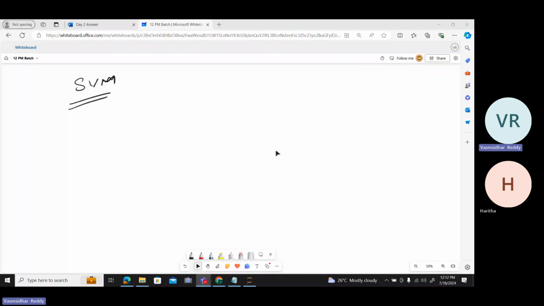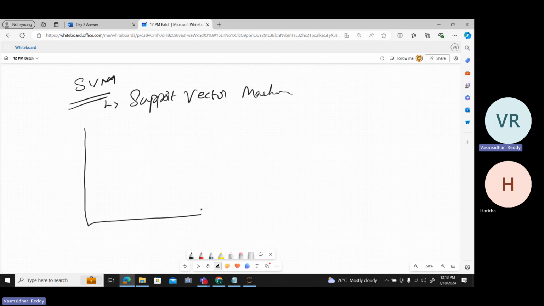Yes, sir. Today we are going to discuss the support vector machine. SVM stands for support vector machine. It's simply like a linear equation.